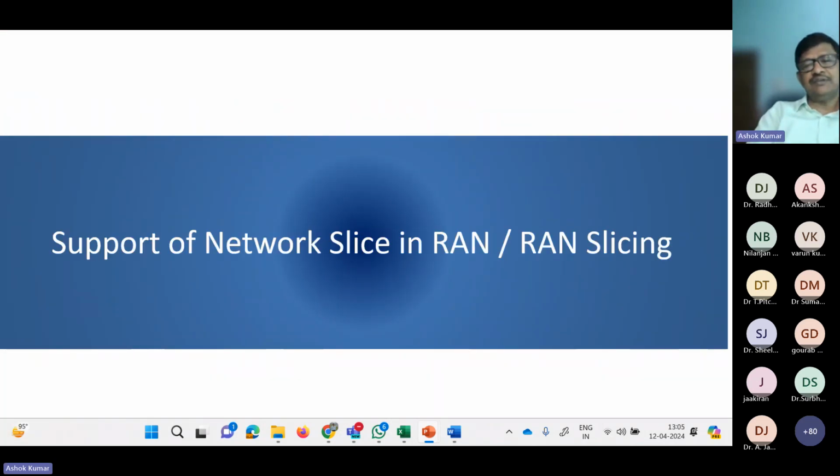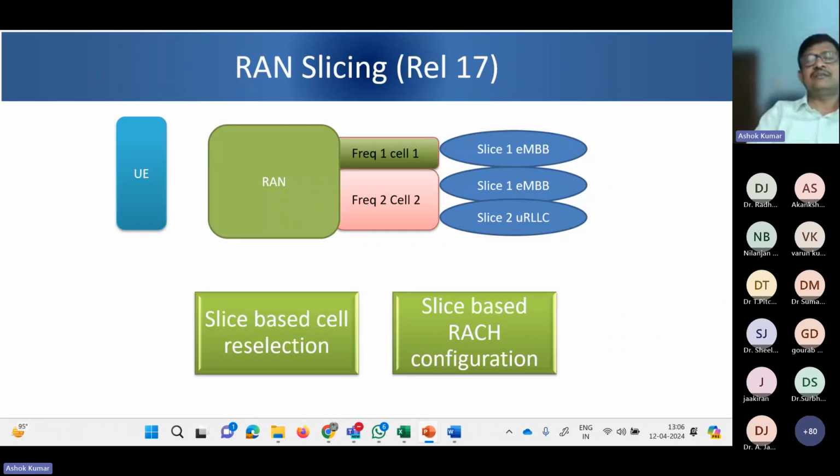Now comes the concept of RAN slicing. I have already talked about it, but let's look at it through the picture. It came in Release 17. Suppose you have a radio access network which is supporting, say, frequency 1 and frequency 2. It is possible to configure slice 1 in frequency 1, and slices 1 and 2 in frequency 2 of that radio access network, right?